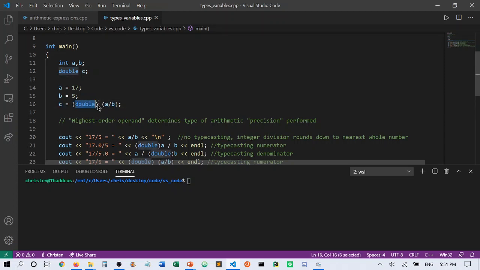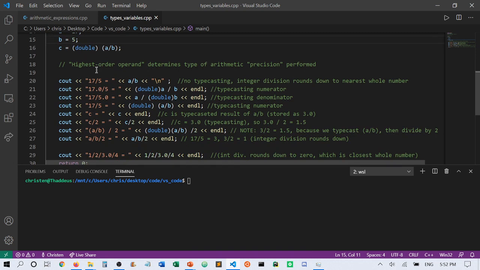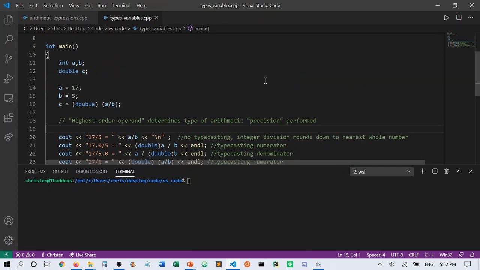So when we use the name of the data type that we want to store the result of this operation into, some variable of the same data type, what we're saying is whatever comes back from a divided by b, we're going to turn that into a double and then store it here into c. It's also a good thing to note that the highest order operand determines the type of arithmetic precision performed. For instance, double takes precedence over integers because of its number of bits.